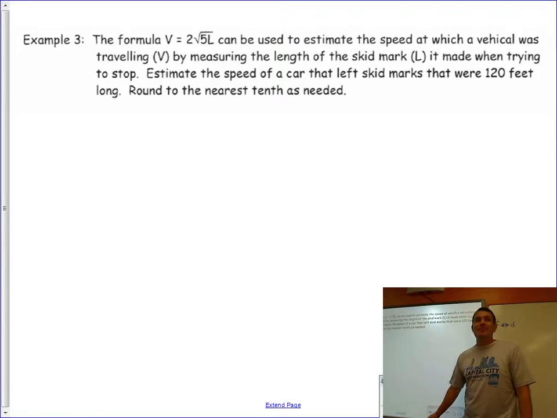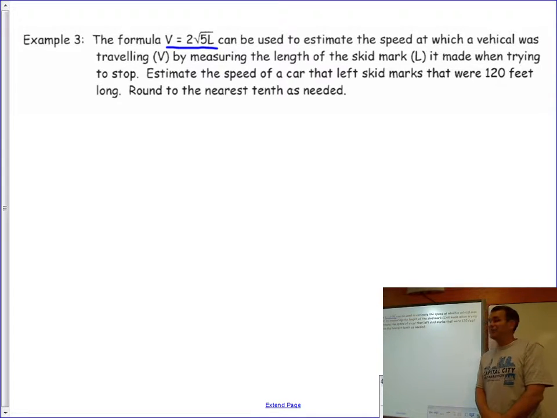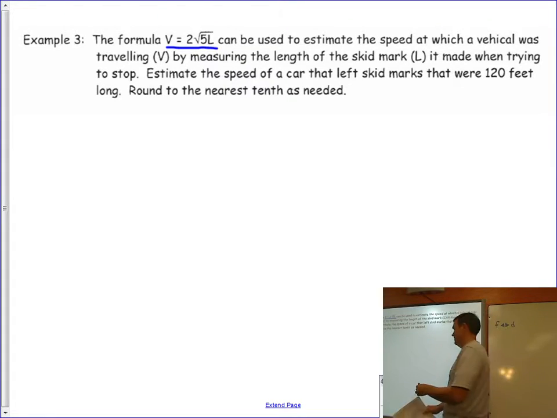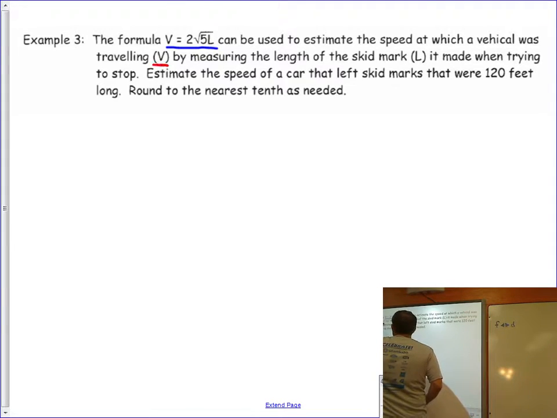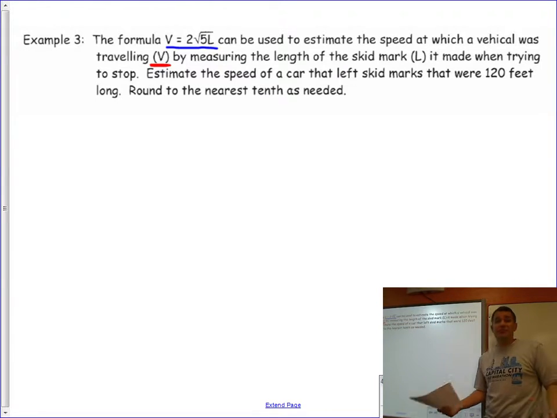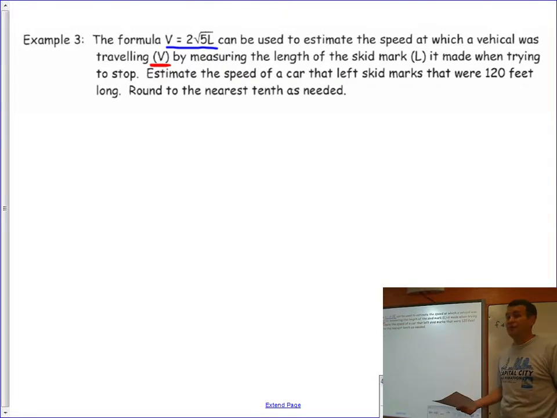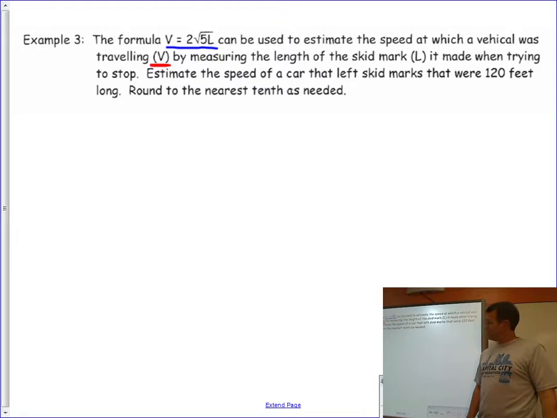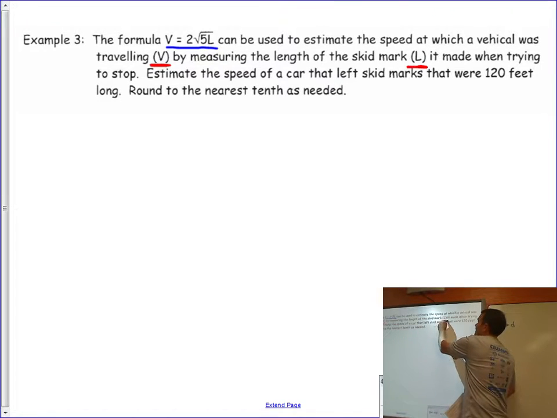All right, the next example. I think I got this from watching CSI. The formula, V equals 2 times the square root of 5 times L, it's a weird formula, can be used to estimate the speed at which a vehicle is traveling, V. Now, V is a variable, and V stands for the speed that a vehicle is traveling. I think it stands for velocity. By measuring the length of the skid mark, L.